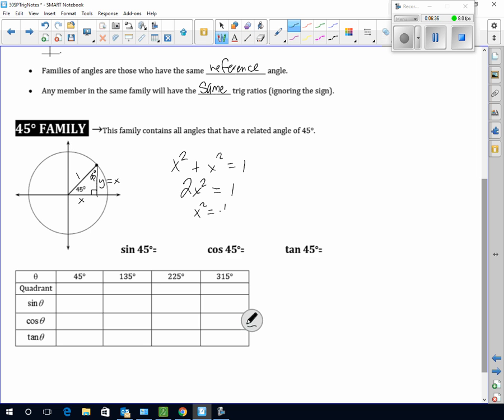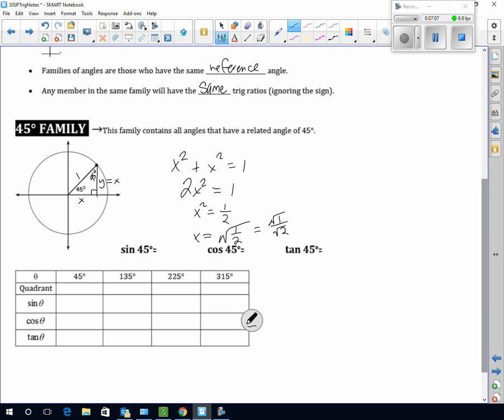To get what x is, how do I get x squared into x? Square root it, yes. So I get the square root of 1 over 2. And somewhere you learned that you could simplify this. You can rewrite this as the square root of 1 over the square root of 2. And of course, everybody knows the square root of 1, hopefully. What's the square root of 1? 1? So 1 over root 2.